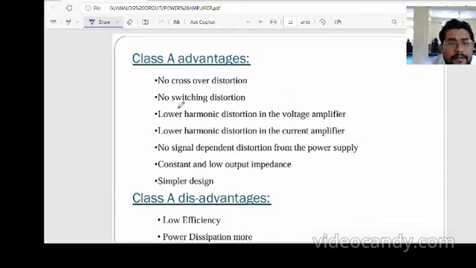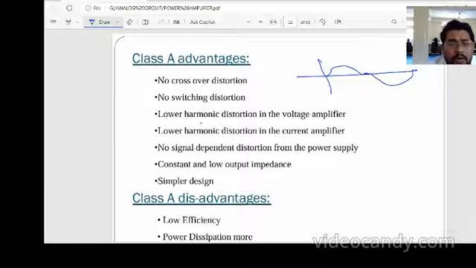The advantage is that there is no crossover distortion. No crossover distortion means, suppose the waveform looks like this. This region is called crossover distortion. Here there is no such type of problem in a class A amplifier. No switching distortion of any type is there.